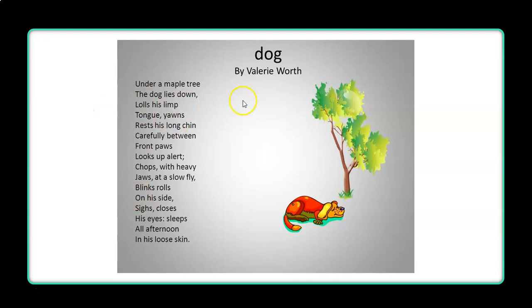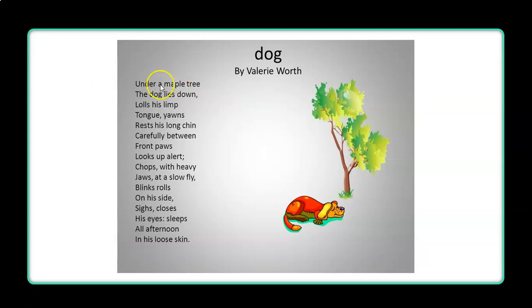So oh my goodness, so much sensory details or imagery used in this. He's under a maple tree. Okay, I can see the tree. I can see the dog laying down. Then he gets up. He's yawning. Then he's resting his face in between his little paws. And then he hears a fly. He chops at it. Then I guess he gets tired. He rolls to his side. He closes his eyes. And all of his loose skin is just there. I love this poem.